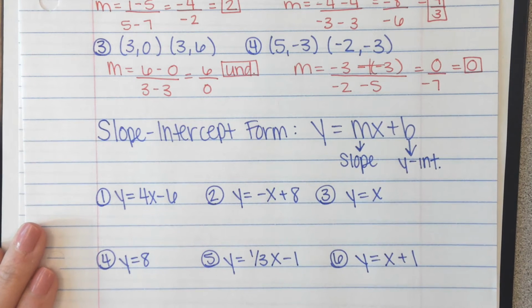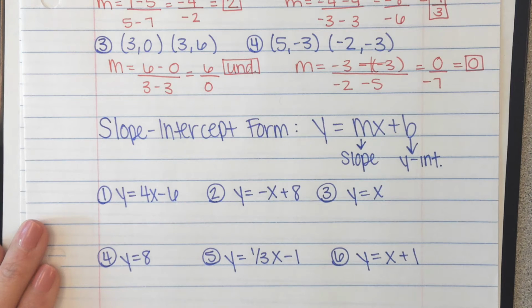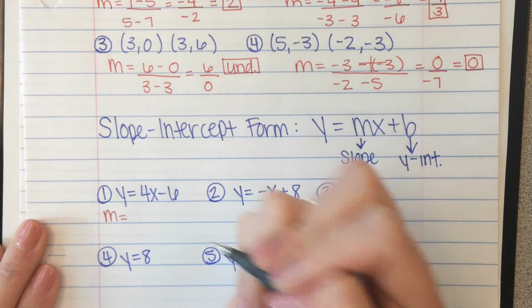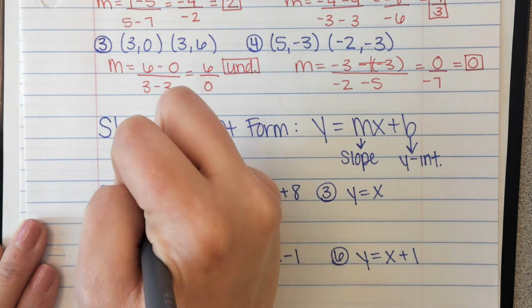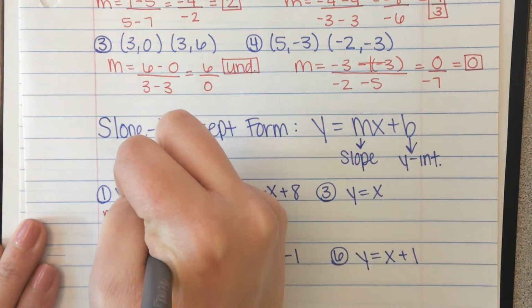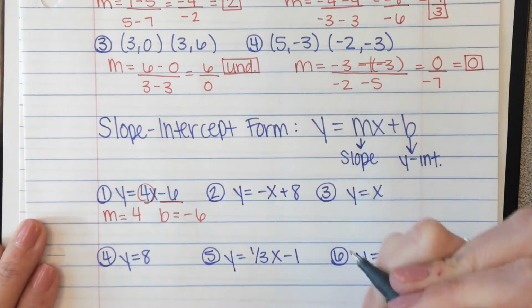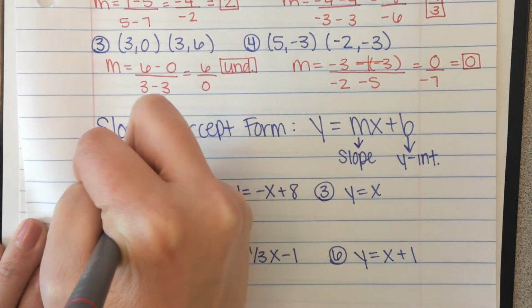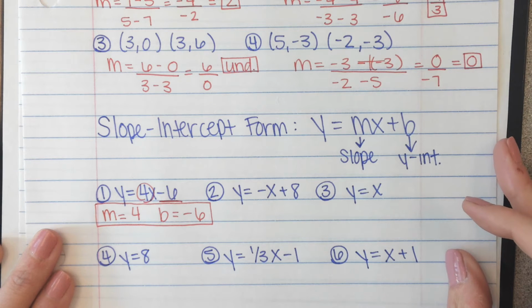Okay, here are 6 examples. Go ahead and write all 6 problems down. Pause the video. Now, we're going to look at each equation and we're going to pick out what the slope is and what the y-intercept is. So, m is for slope. So, if you look at this first equation, what's your m? 4. And what's your b or your y-intercept? -6. Okay, so that's all you're doing on these 6 problems. Pause the video and give them a try yourself.